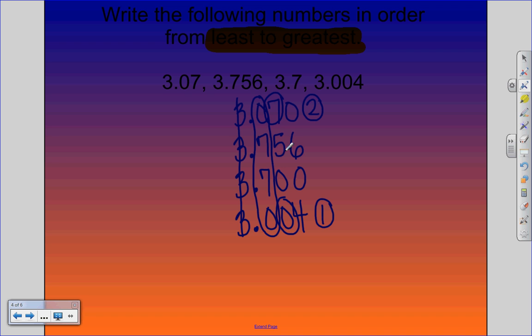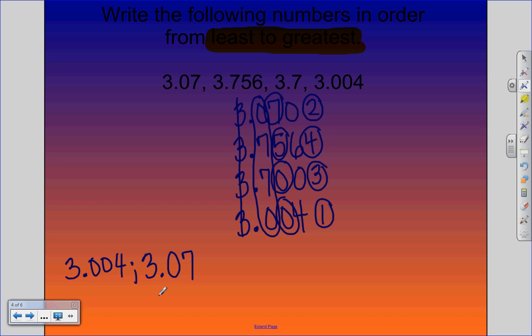Then you can look at these two digits. We have 5 hundredths, and we have 0 hundredths. 0 is less than 5, so this is third, and this is going to be your greatest number. So when you go to write your answer, you're going to write them horizontally. Make sure you reference back up to your original numbers, because you do not need to write those extra place value zeros that you put in when you compared.